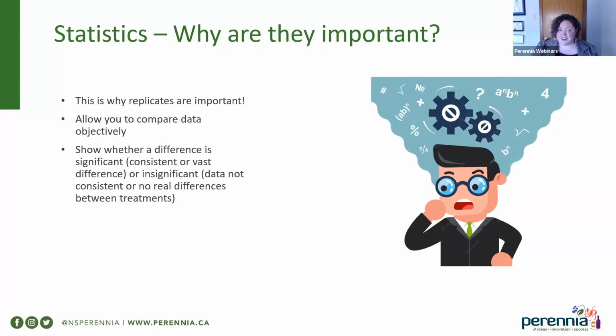And this is why replications are important. Sunny mentioned it earlier, but I'll just reinforce it again. You want to try to counteract any variability within the field, and replicates are the way to do that. It's going to allow you to compare your data a little bit more objectively and show whether the difference is significant, so that's a consistent difference or a vast difference, or if it's insignificant. So the data may not be consistent, so you may not be able to draw a proper conclusion from that, or there may be no real difference between treatments.